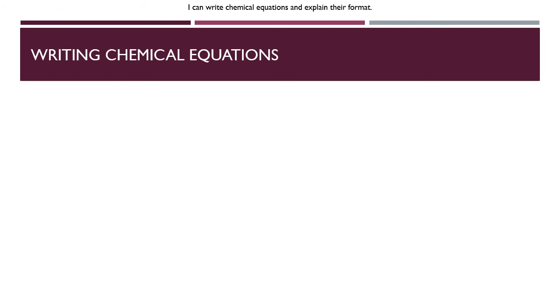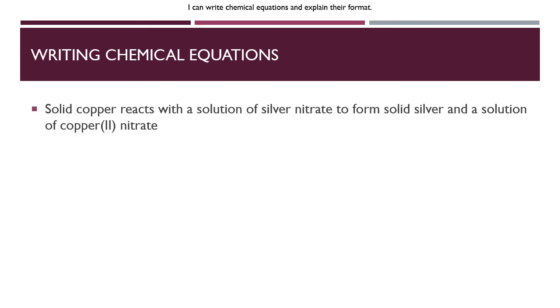So let's just look at some more examples of writing chemical equations. In these, I'll give you a statement just like I did on that last example, and we'll show you how the equations are written. The first one here: solid copper reacts with a solution of silver nitrate to form solid silver and a solution of copper 2 nitrate. So we want to identify what our reactants and products are.